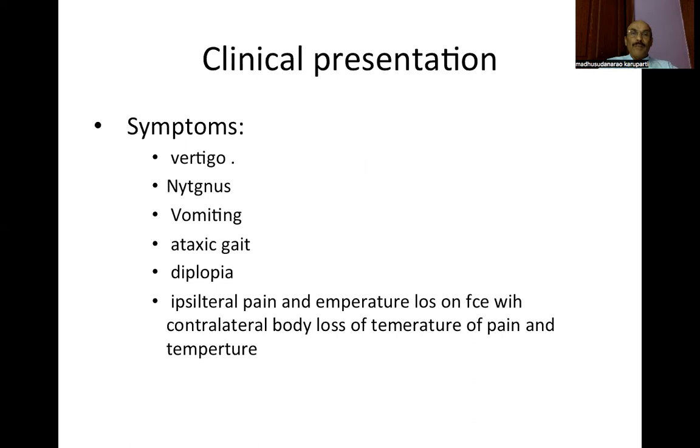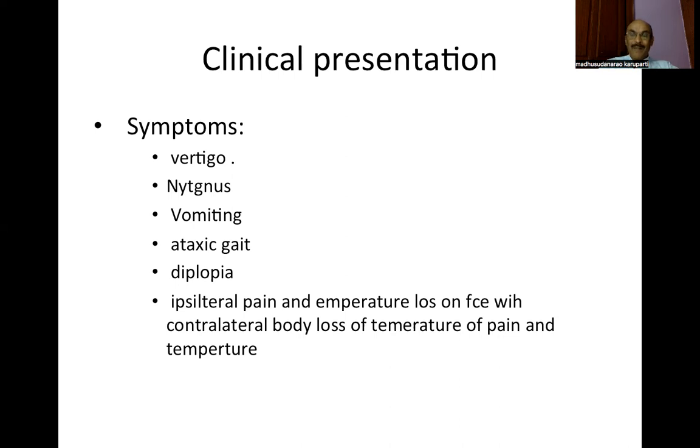Then coming to a brief touch on the clinical presentation. The common symptoms include vertigo, nystagmus, vomiting, ataxia, and diplopia. The most characteristic feature of lateral medullary syndrome is ipsilateral pain and temperature loss on the face, with contralateral loss of temperature and pain involving the upper extremities and the trunk.